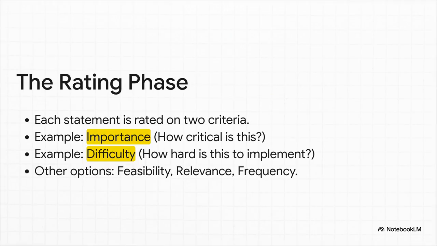So after all that sorting, participants then move on to rating. For our dissertation example, they were asked to rate each statement on 2 key things. First, how important is this for finishing a dissertation? And second, how difficult is it to actually implement? This dual criteria approach, well, that's what lets us create a real strategic action plan later on.